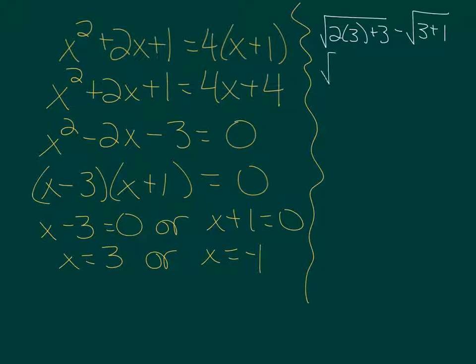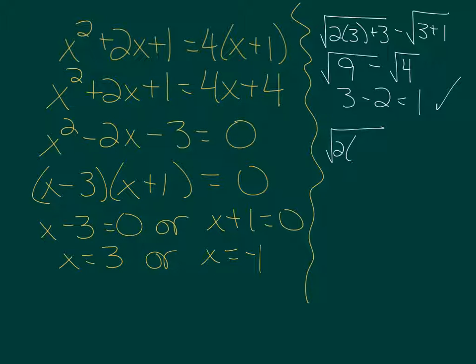So what do we get? 6 plus 3 is 9, minus the square root of 4. That's 3 minus 2 equals 1. That one works, right? Then we're going to check negative 1.